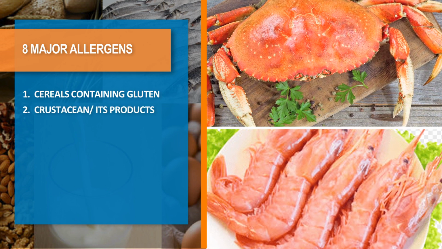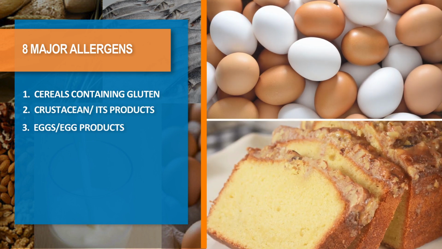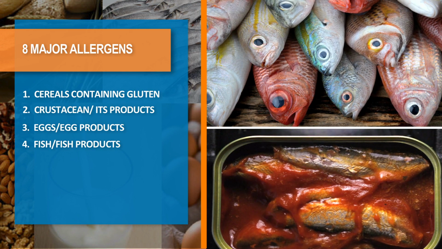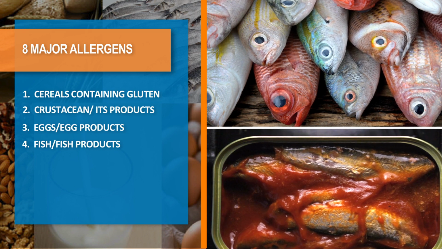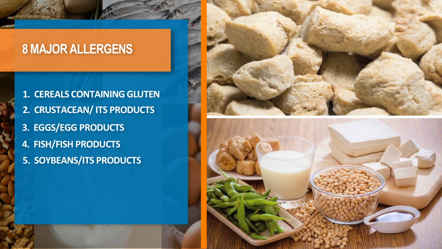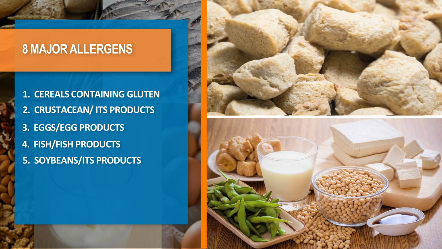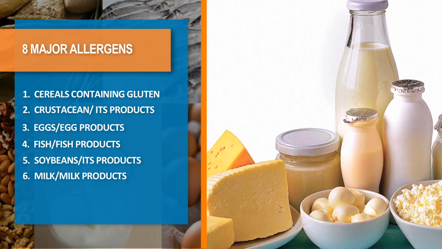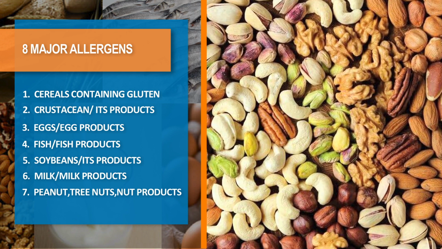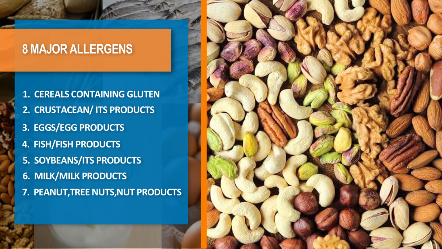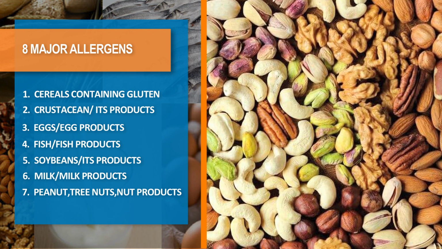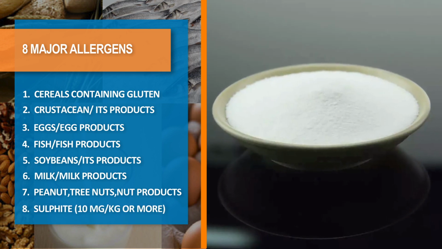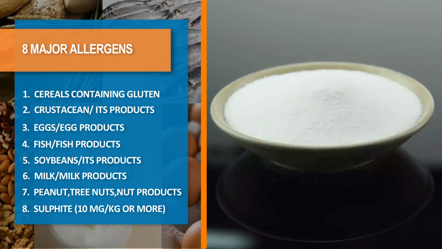crustacean and products of these, eggs and egg products, fish and fish products, soybeans and products of these, milk and milk products including lactose, peanut, tree nuts and nut products, and sulfite in concentrations of 10 mg per kilogram or more.